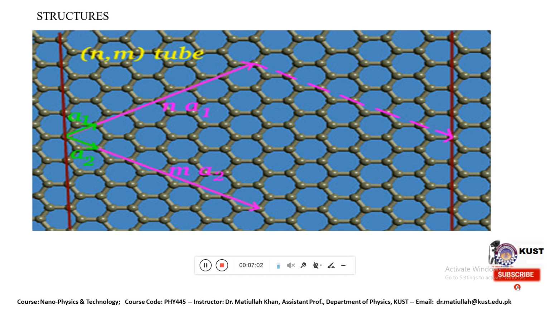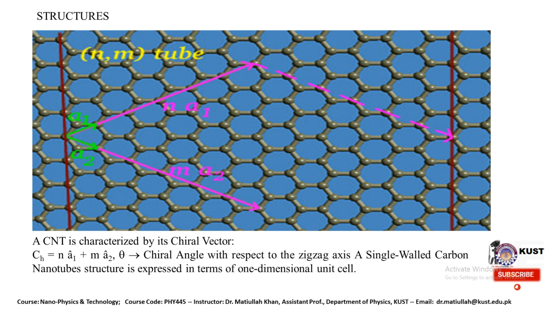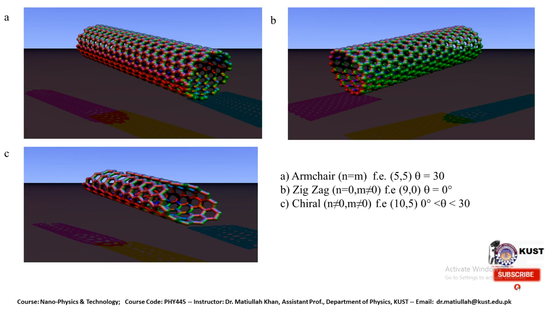and it can be represented by different types of coordinate vectors. This is the basic one-dimensional crystal structure of carbon nanotubes. It can be represented by 2 vectors, A1 and A2. So a carbon nanotube is characterized by its vectors A1 and A2 and a specific angle. These are some particular shapes of carbon nanotubes, which seem very interesting: armchair, zigzag, and chiral, and we have particular values for each.